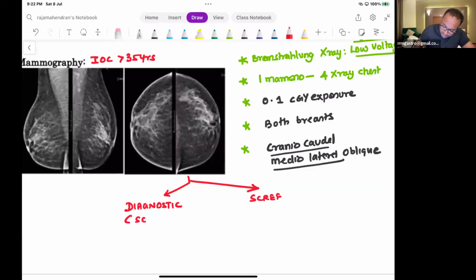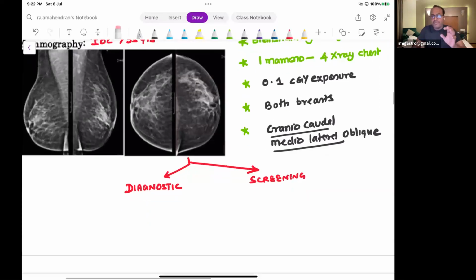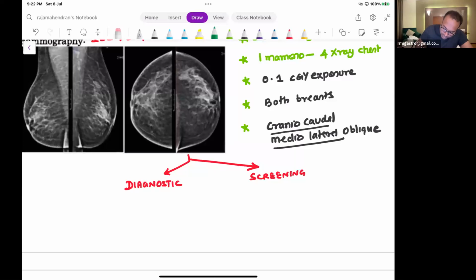Diagnostic means a female patient above 35 years comes to you with a lump. You use this as a diagnostic investigation. Screening protocol is used in UK for all females above what age? What is the age screening is done? Yes, very good, Sandhya. That is above 40 years in UK. In India, we do not have such a screening protocol. In UK, all females above 40 years should undergo screening annually.